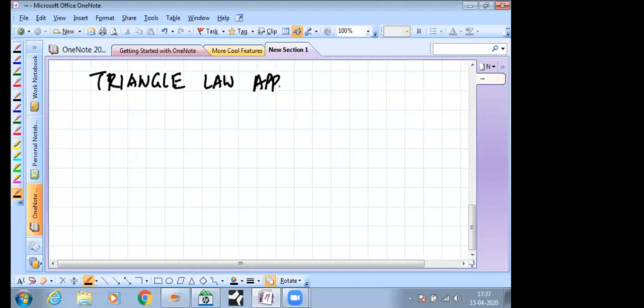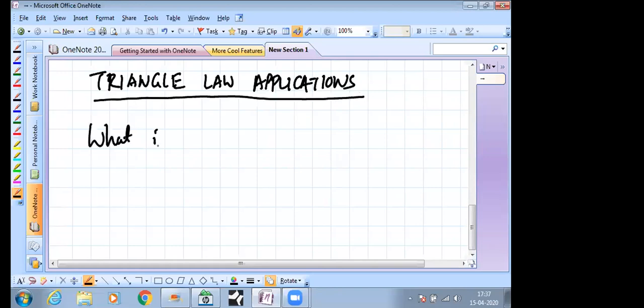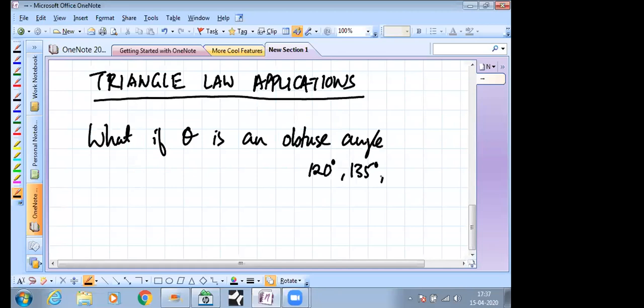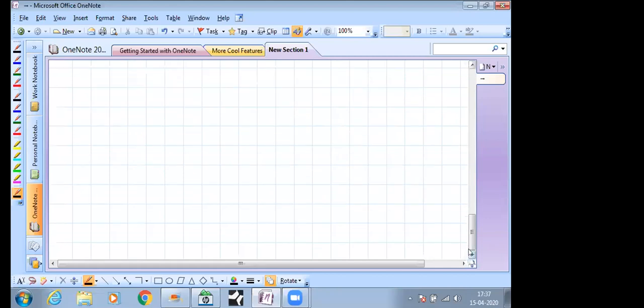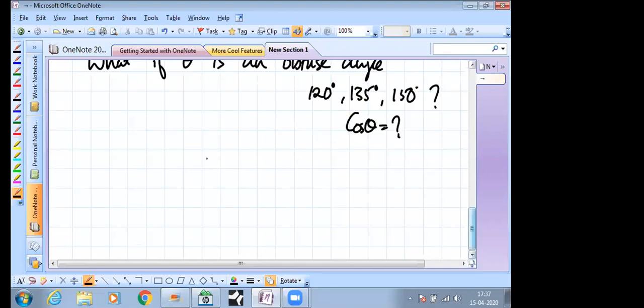So applications of triangle law are the next part. We'll see what happens if theta is an obtuse angle, like 120 degrees or 135 degrees or 150 degrees. So what do we substitute for cos theta in that case? Through this we will learn what you might already know partly as the ASTC rule.